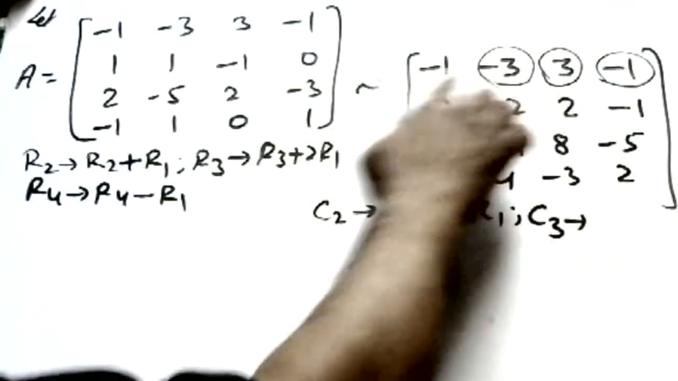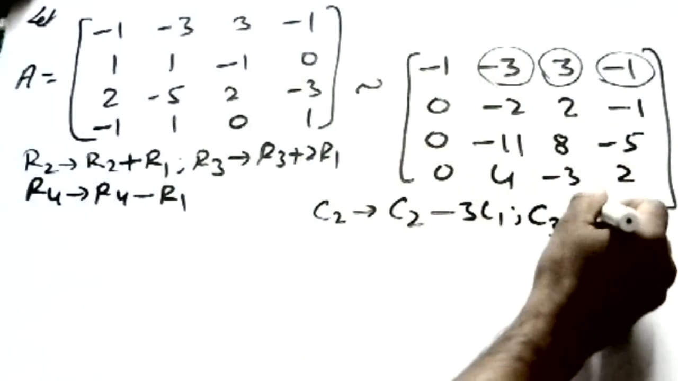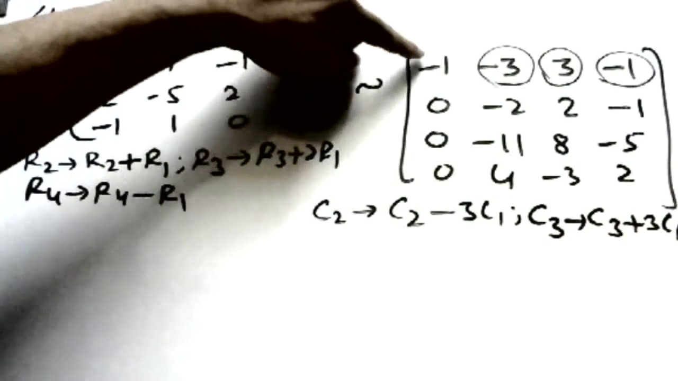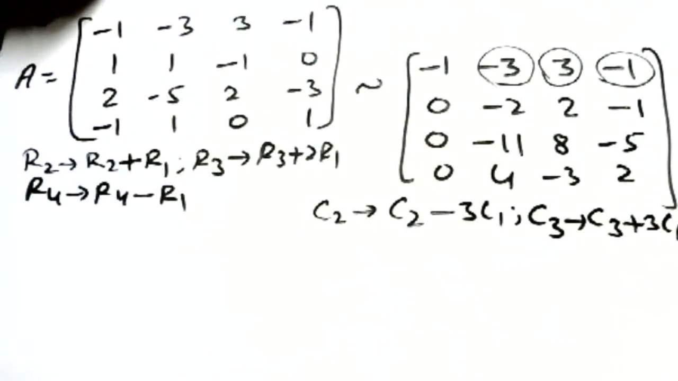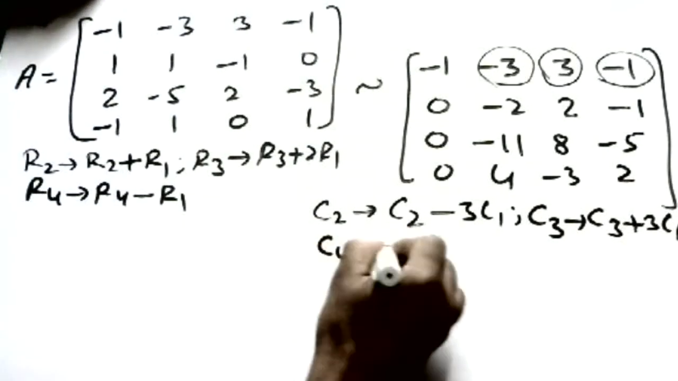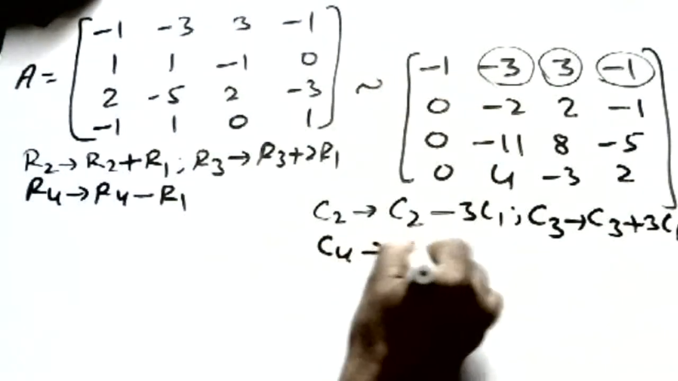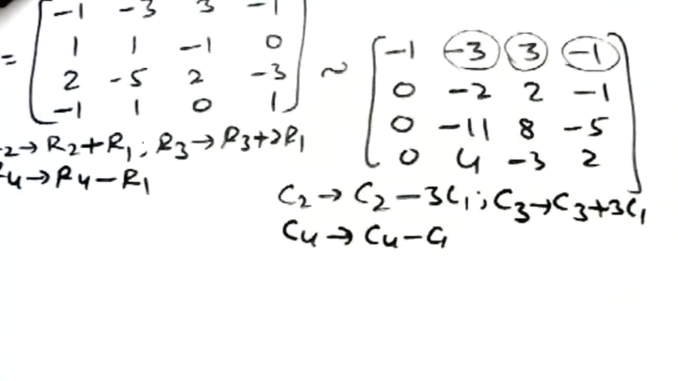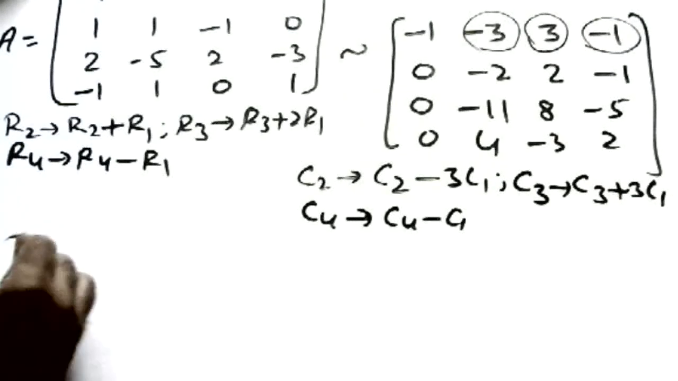In the same way C3 implies this is 3. It is already minus. Now you write plus C3 plus 3C1. Plus into minus, minus 3 plus 3 cancel. Now the last one is C4. Now C4 here minus 1, minus 1. So C4 minus C1, minus 1 will become plus. So I am continuing here.